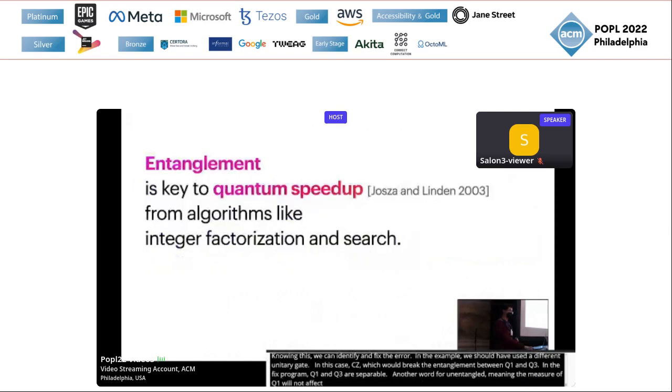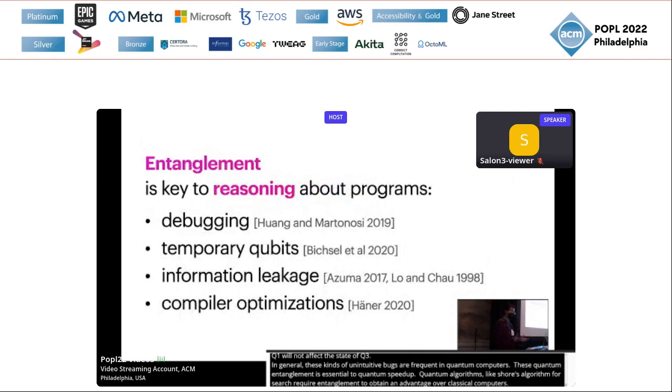In general, these kinds of unintuitive bugs are frequent in quantum computers because quantum entanglement is essential to quantum speedup. Quantum algorithms like Shor's algorithm for factoring or Grover's algorithm for search require entanglement to obtain an advantage over classical computers. What this means is that entanglement is essential to understanding the meaning of a quantum program. And understanding entanglement enables programmers to better write, debug, and optimize their programs.